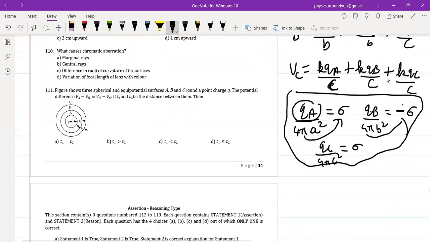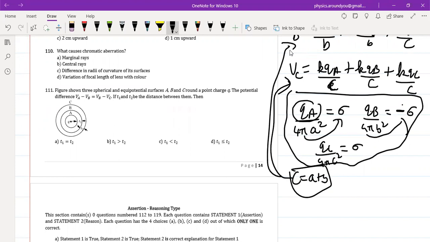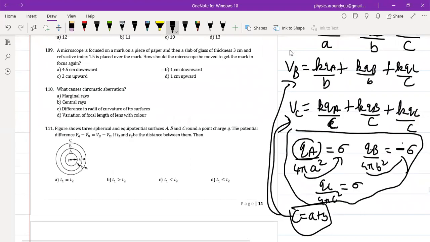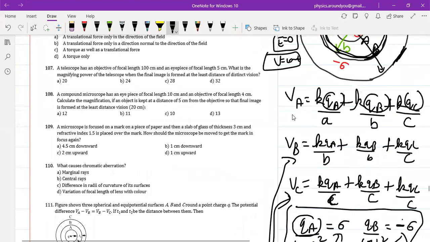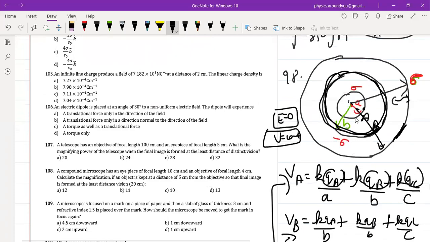Later on, you use the condition C equals A plus B in each of the above expressions for the potential. It is a pretty long question that cannot be done within the time limit for a NEET aspirant, but you need to know the concepts. So the potential at a shell is due to three things.